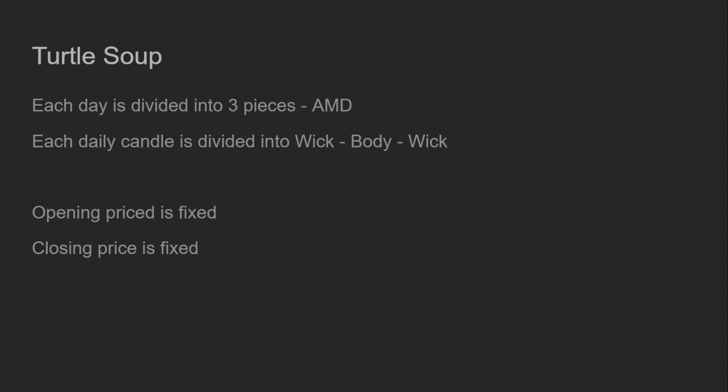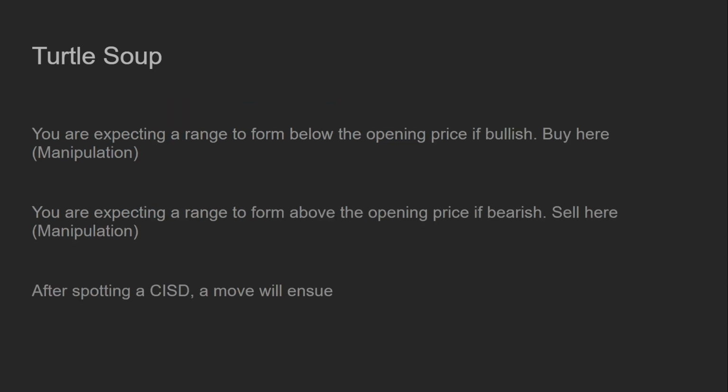The opening price of that candle is fixed. The closing price of that candle is fixed. So when you are bullish, you're expecting a range to form below that opening price. This is where you're going to be looking for your entry, right, in that manipulation phase of the daily candle. And the opposite is also true. If you are bearish, you're expecting a range to form above that opening price, right? When that liquidity gets swept at that proper time of day, this is going to be your turtle soup in the manipulation of that daily candle.